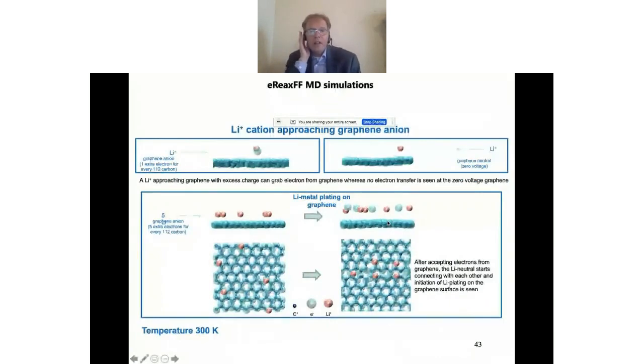So now we can start doing things like real plating concepts. We can start with lithium plus, and we can add extra electrons to the graphene. These over time will migrate to the lithium.